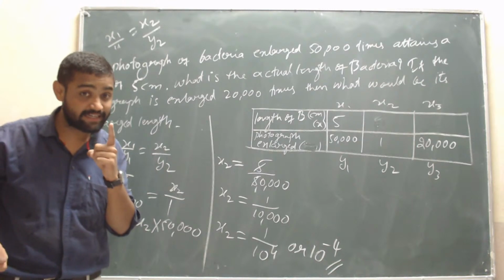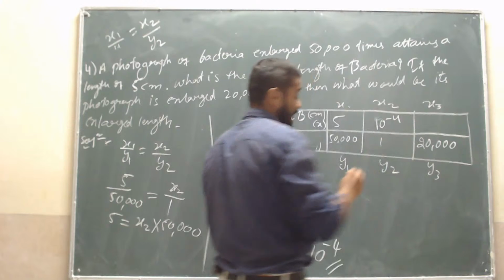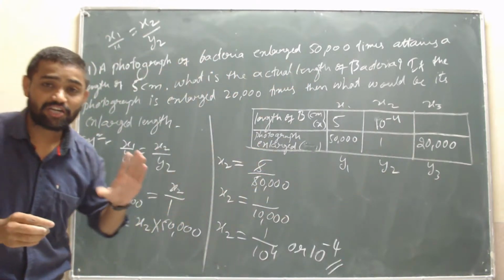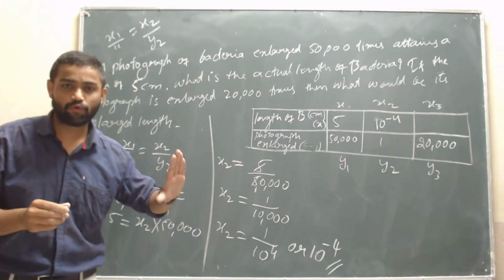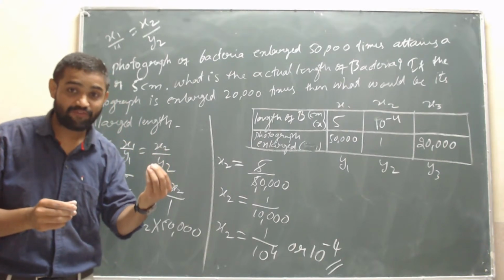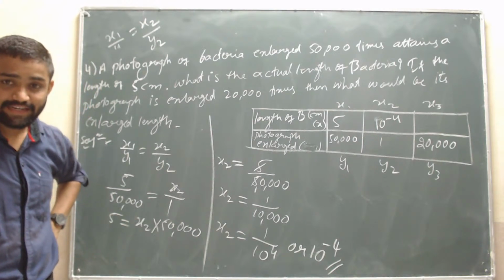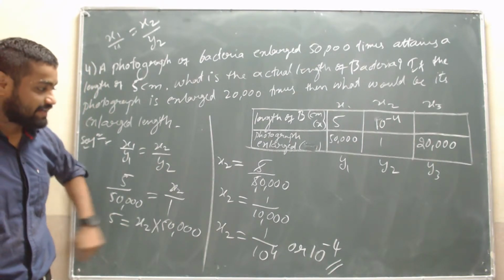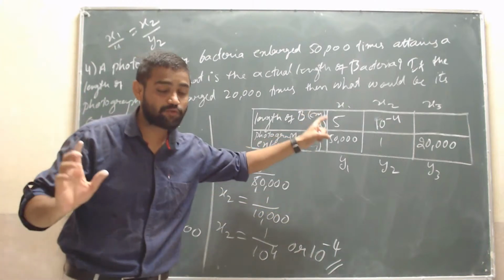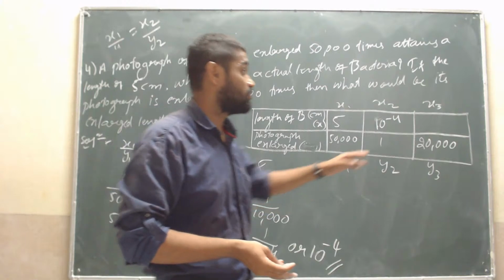Let's concentrate here. Then the actual length of bacteria is 10 to the power of minus 4. Yes, very good. 10 to the power of minus 4 is the actual length of bacteria. Then again we must find out the value of x3.